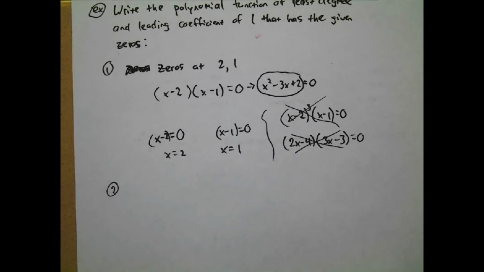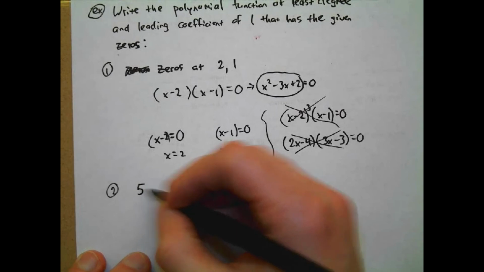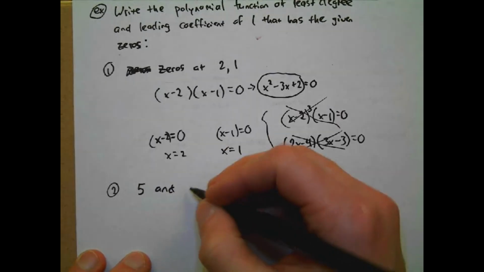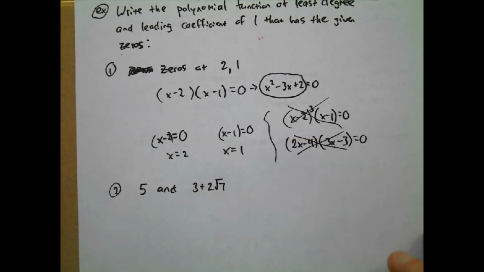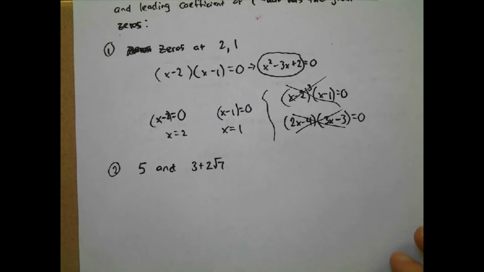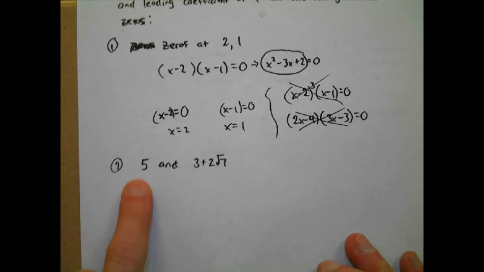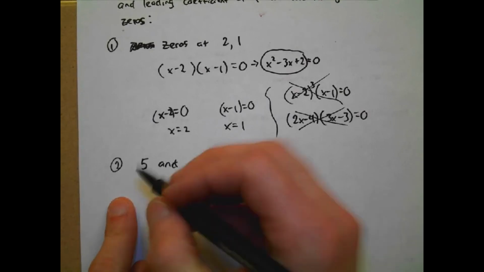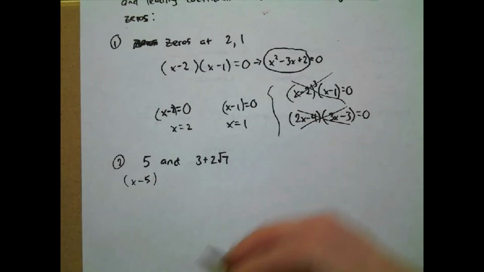So then what if we had these kind of zeros? 5 and 3 plus 2 root 7. Okay. So the factor for 5 we can make very easily, right? What is the factor for 5? It's going to be x minus 5, right? Because that's what it's going to be. Okay, right? So just x minus 5.